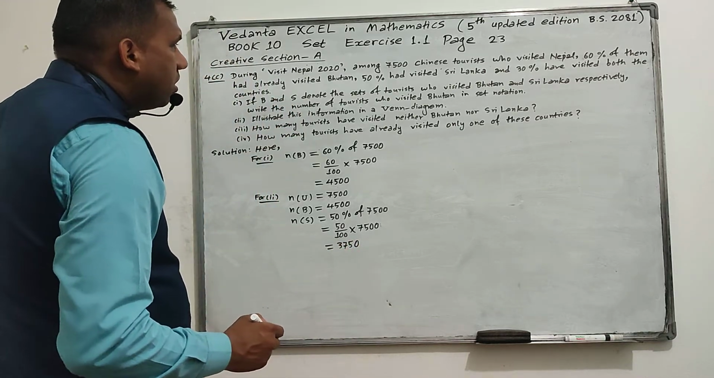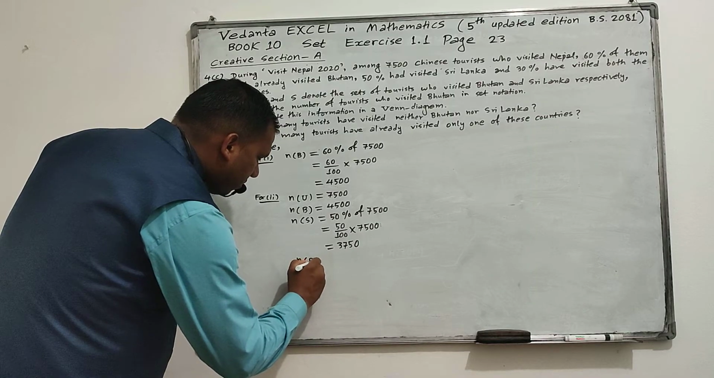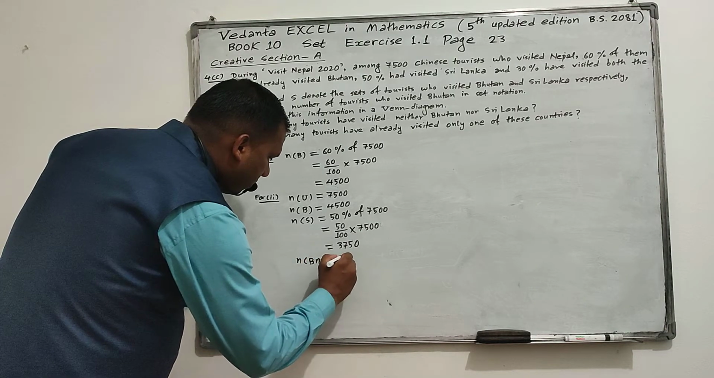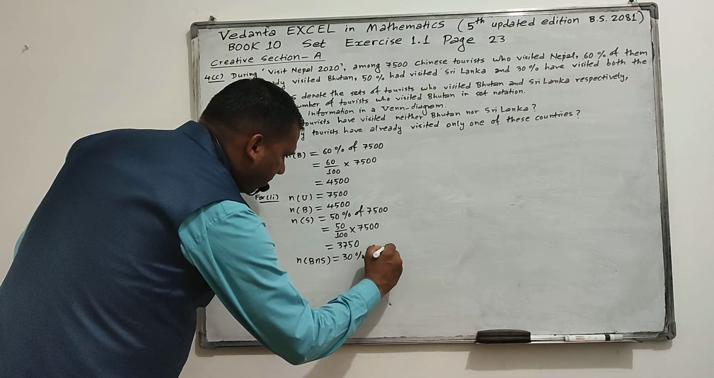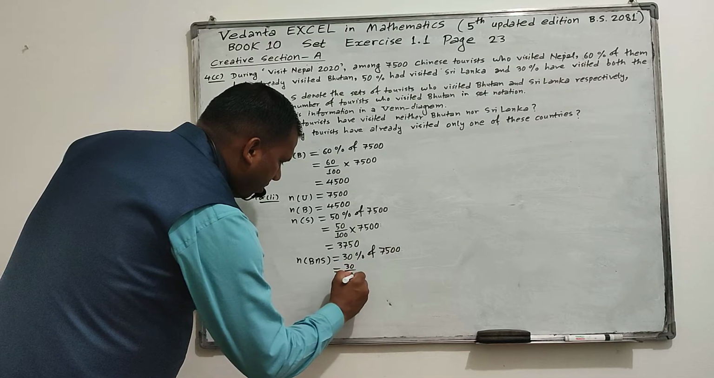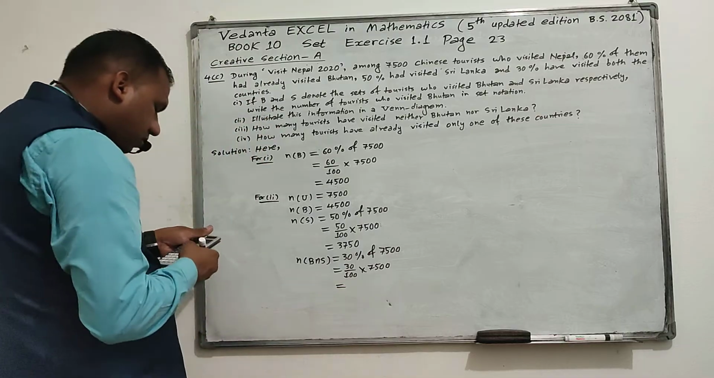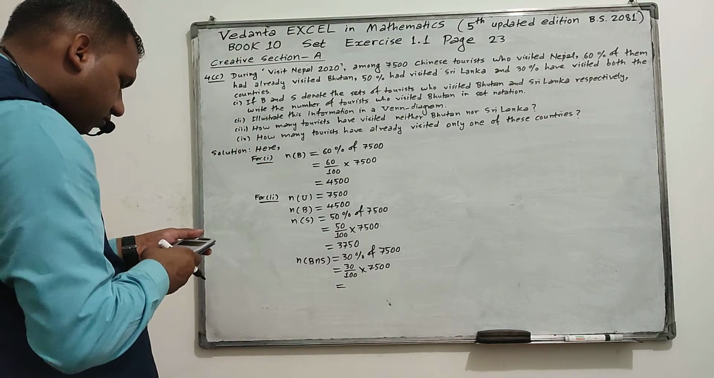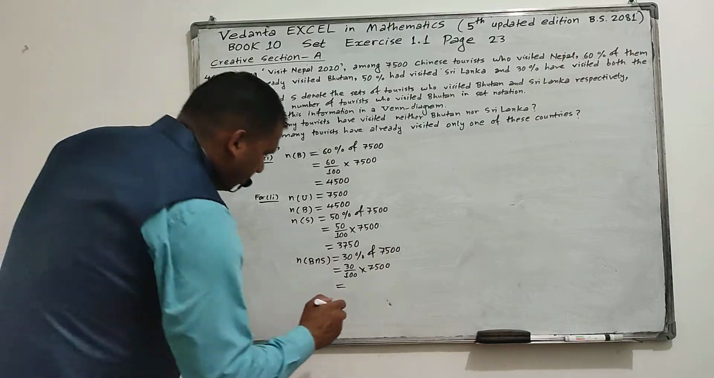Then 30% have visited both, that is n(B intersection S) equals 30% of 7,500, that is 30 by 100 times 7,500, that is 2,250.